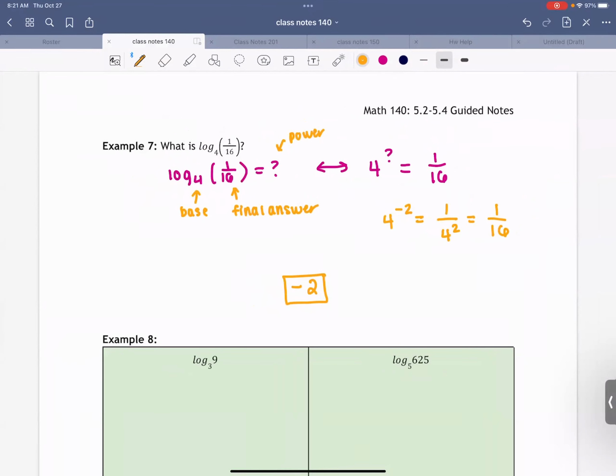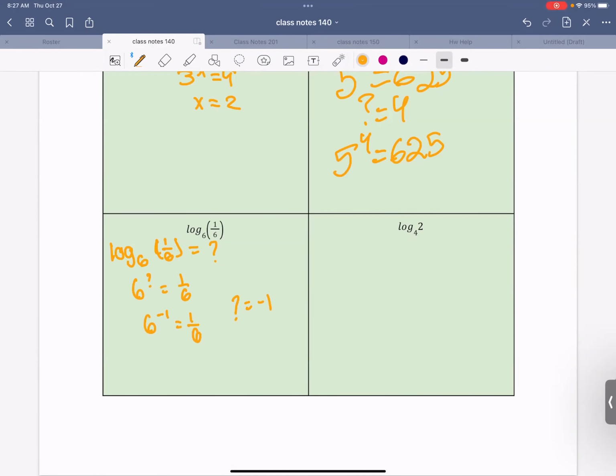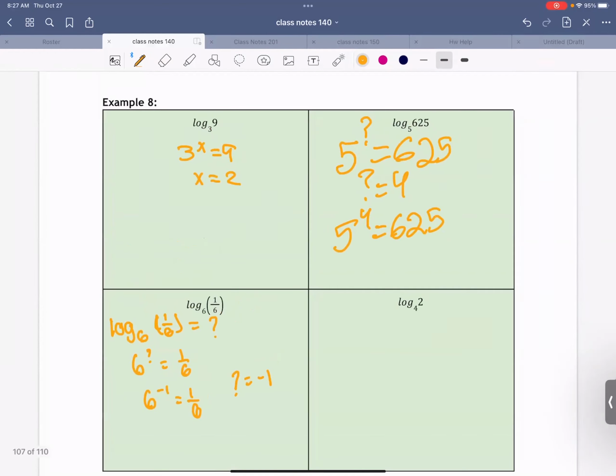Example number 8 has a couple different examples here. What I want you to do is give these 4 questions a shot. I think I'll let you do these and we'll come and talk about it in a minute. It makes you think a little bit harder than what we've been doing before.